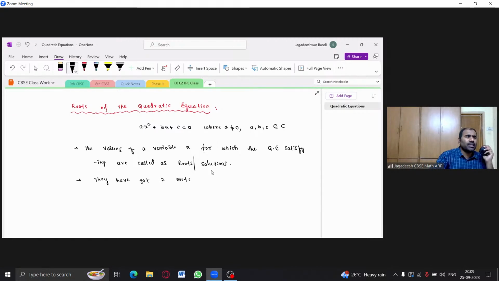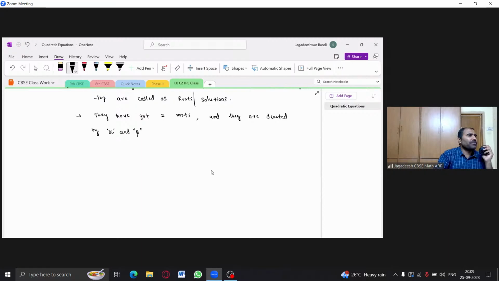Those two roots are denoted by alpha and beta. Any quadratic equation you take satisfies only for two values of x. Hence, every quadratic equation clearly has two roots only, or two solutions, and those solutions are denoted by alpha and beta. And how to find those roots we will see now.